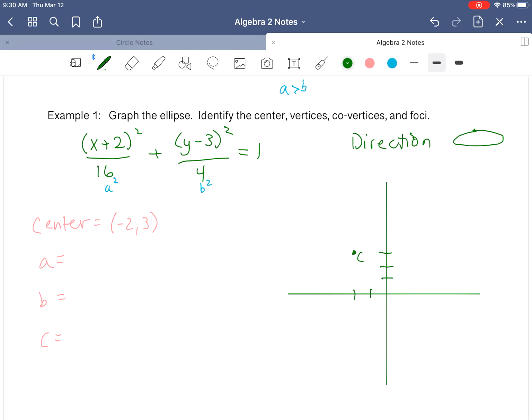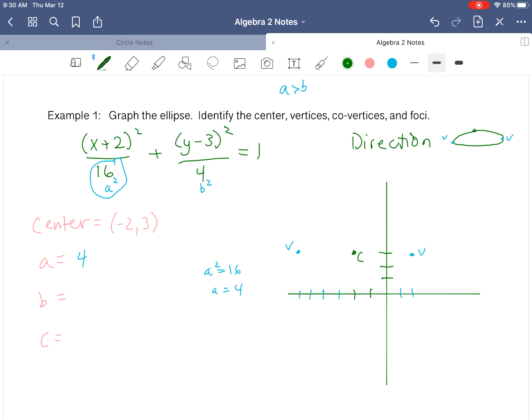And then we can find A squared by setting A squared equal to 16. So if A squared is equal to 16, that means A is 4. And because we said the graph goes left to right, that means our vertices will go left to right. So from the center, we're going to count over 4 to the right, 1, 2, 3, 4, and plot a point. And then from the center, we'll go left, go over 4, plot a point. So there's our 2 vertex points.